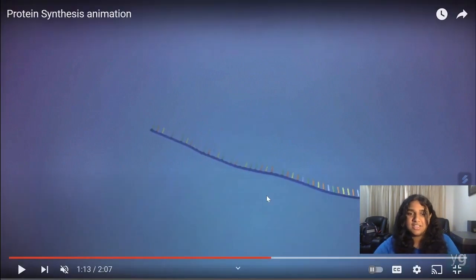I'm just going to pause here. The animation doesn't show it, but during this step is when gene splicing will occur, and all of the introns will be removed and the exons will be spliced together so that the mature mRNA strand is created.